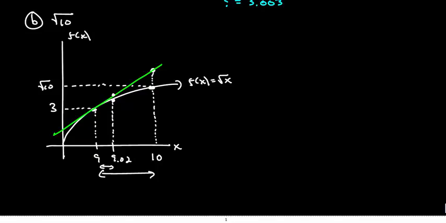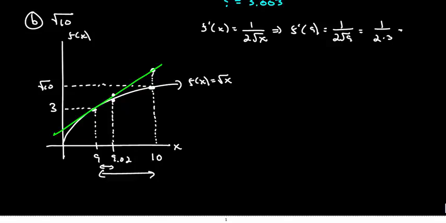So again, we need the slope of this line, and we already know, I'll just do it again for you, that f prime of x is equal to 1 over 2 square roots of x, which implies that f prime at 9 is equal to 1 over 2 square roots of 9, which is 1 over 2 times 3, or 1/6. So just like last time, we know the slope of this guy is 1/6.